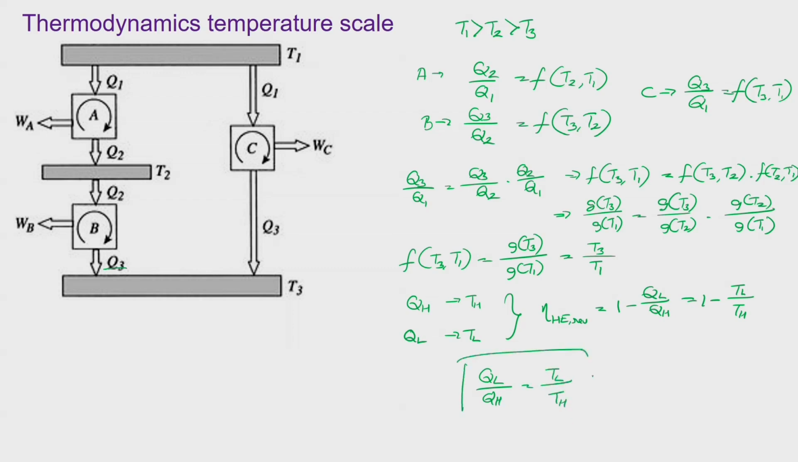It is not at all saying that QL is equal to TL, rather it is saying that the ratio of these two heat interactions will be equal to the ratio of the corresponding reservoir temperatures, and that provides something known as the thermodynamic temperature scale. Look at this. Here we are saying that the ratio of the temperatures of the two reservoirs is just equal to the ratio of the corresponding heat transfers.